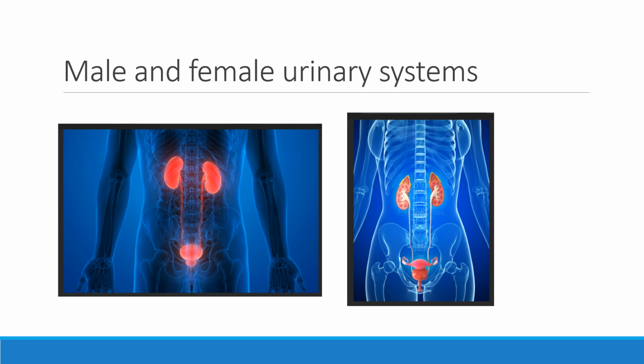And I did include this slide showing the male and female urinary systems. So the big difference is you can see the female organs, our uterus, fallopian tubes sitting on top of the bladder of our female patients. And then in our male patients, we have the prostate that is surrounding the urethra.